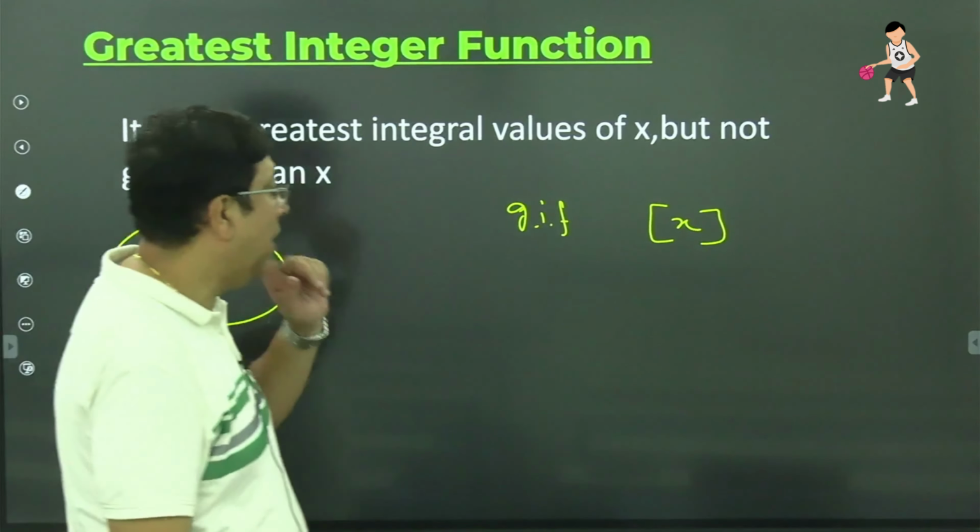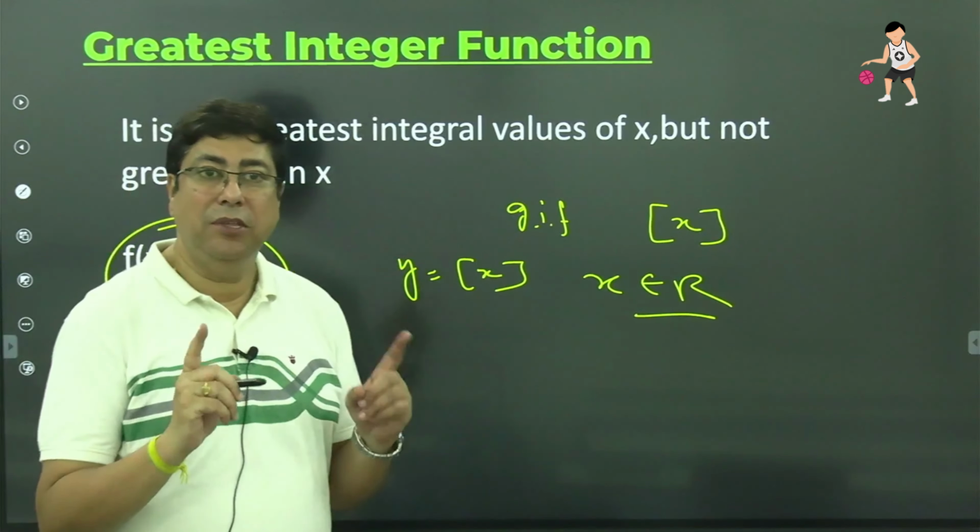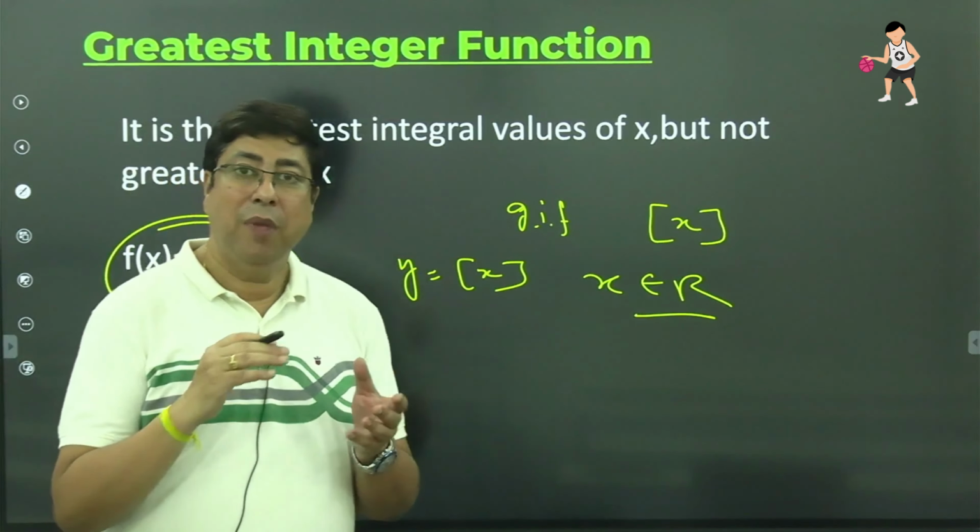It means y equal to, or f(x) equal to, box x. Whatever may be x, box x means y is totally an integer number. x can be any real number, obviously; on complex numbers it will not work. So x belongs to R, it means x is a real number, and y is always an integer number. x may be an integer or may not be an integer, but y must be an integer. It means box is the integer number.